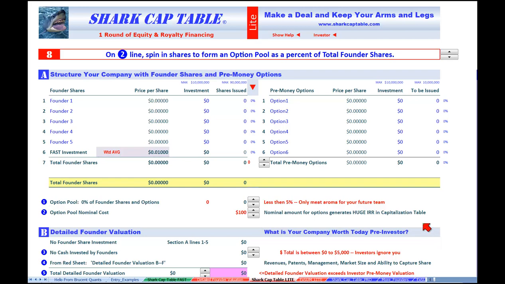Welcome to SharkCapTable LITE. Make a deal and keep your arms and legs. This is about one round of equity and royalty financing.